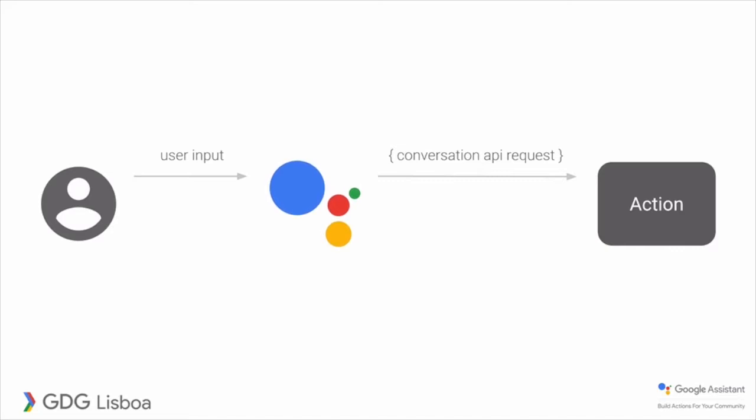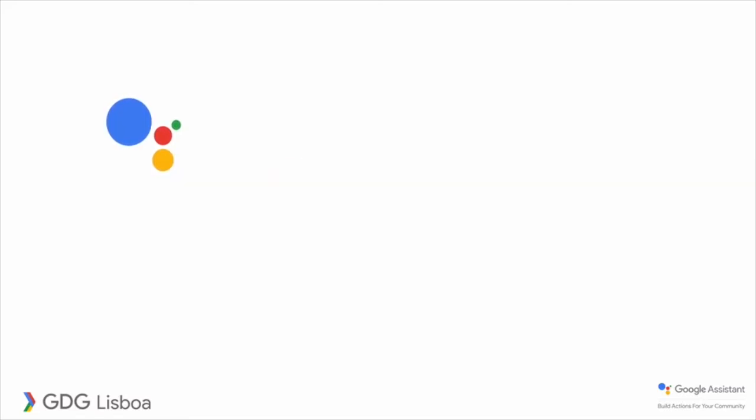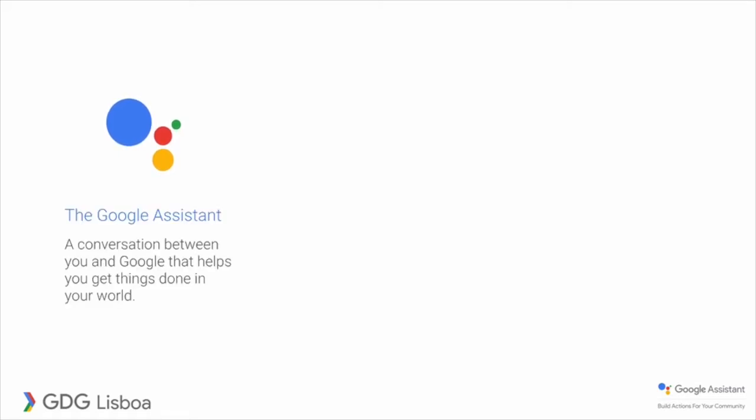We'll dig into the actions in a bit, but it goes to an action, the action does some logic, some magic, then returns a response to the assistant, which converts it back to voice or display or something, and it's shown to the user. So Google Assistant is a platform that you interact with, and it's a conversation that happens between you and Google, and it gets things done.